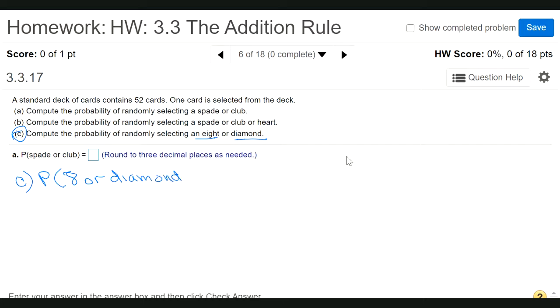Unfortunately, I lost that nice little typed formula that I had, but we're going to follow that formula. So the first part is the probability that I draw an 8, or means to add. Then I'm going to have the probability that I get a diamond. Don't forget the minus part. Sometimes you need it and sometimes you don't. On this one, we're going to need it. So the last part is the probability that we've drawn an 8 and a diamond.